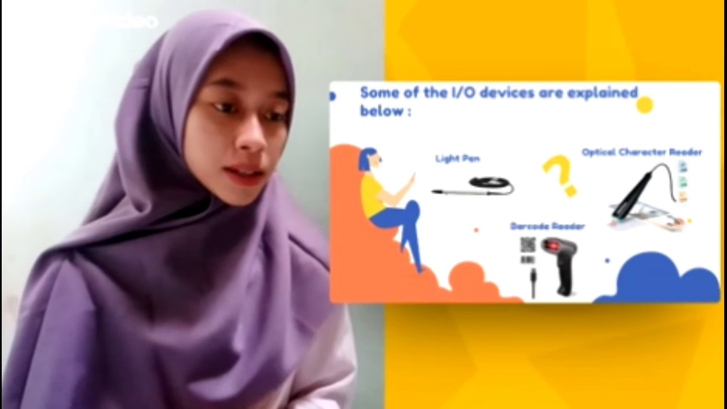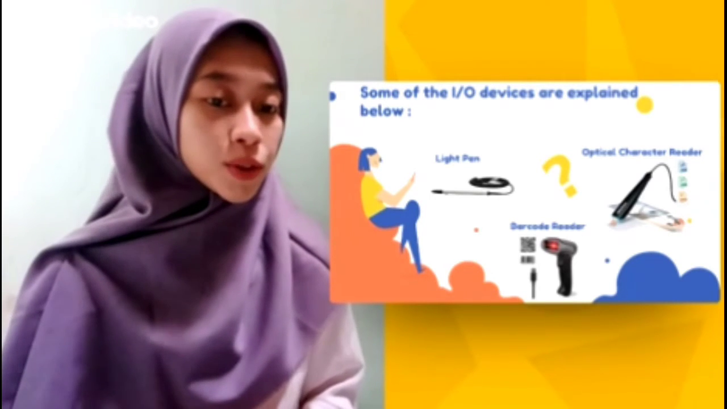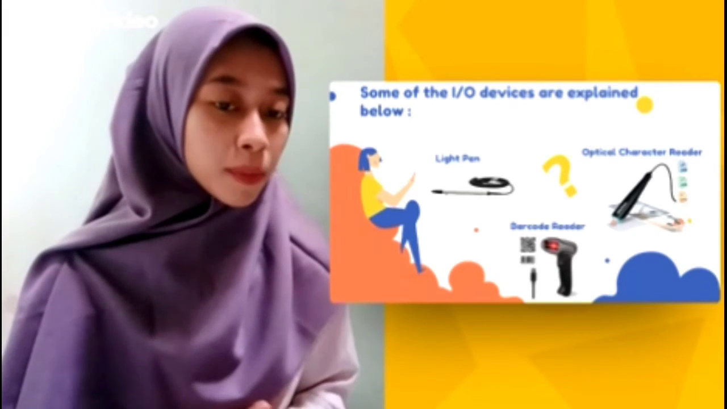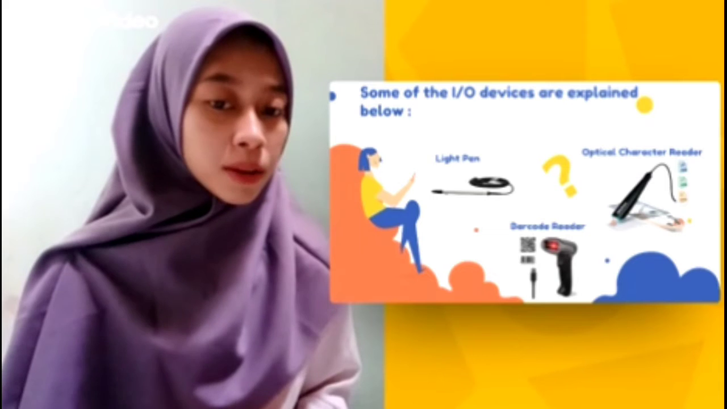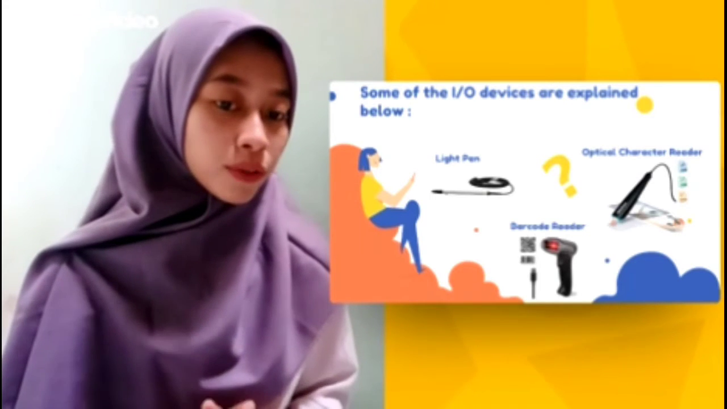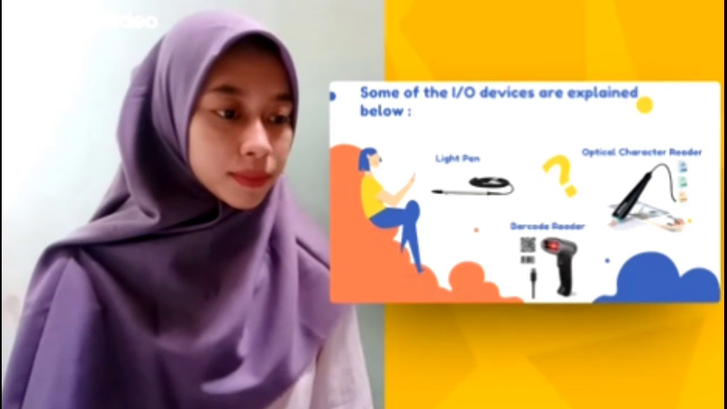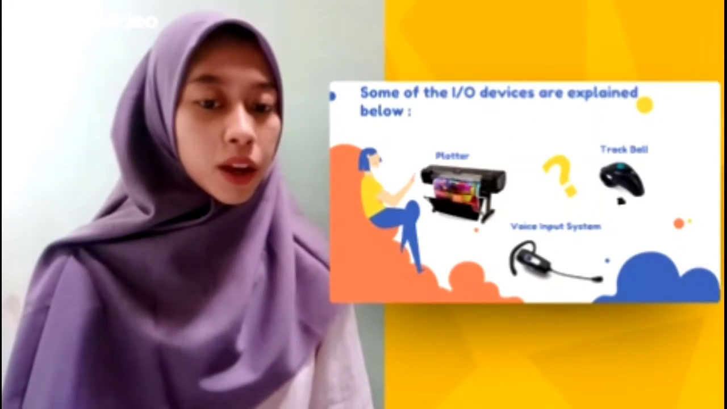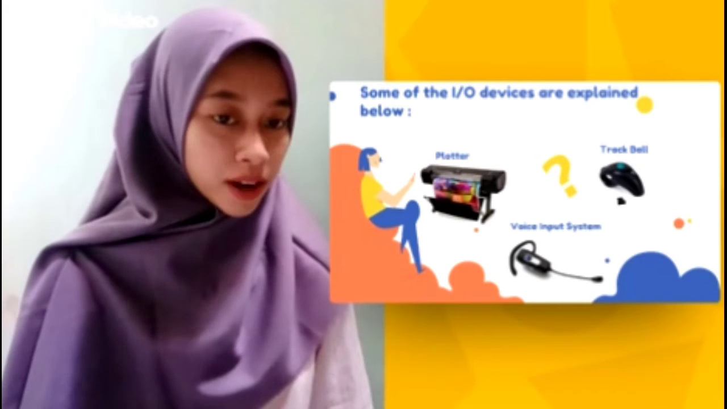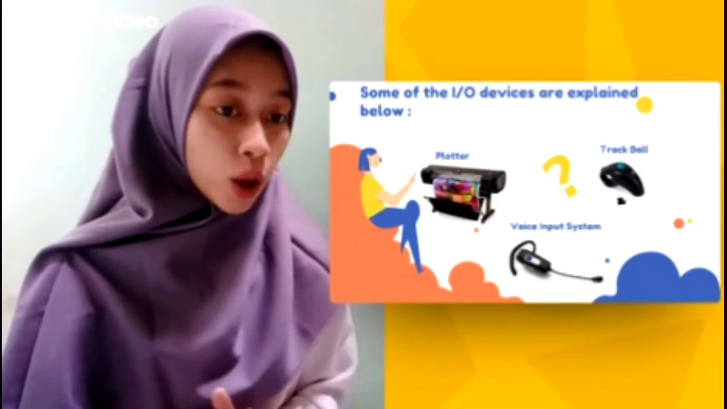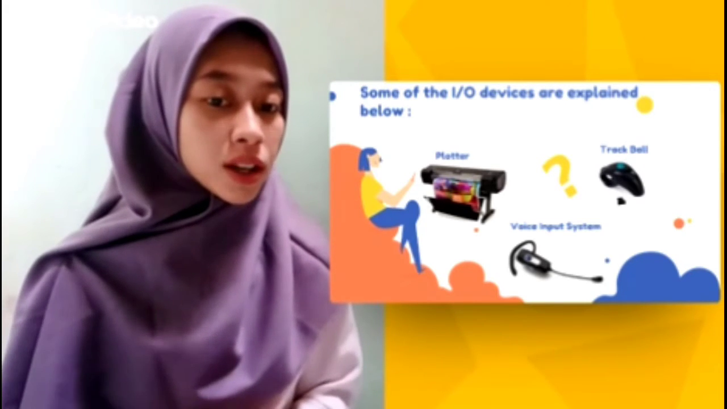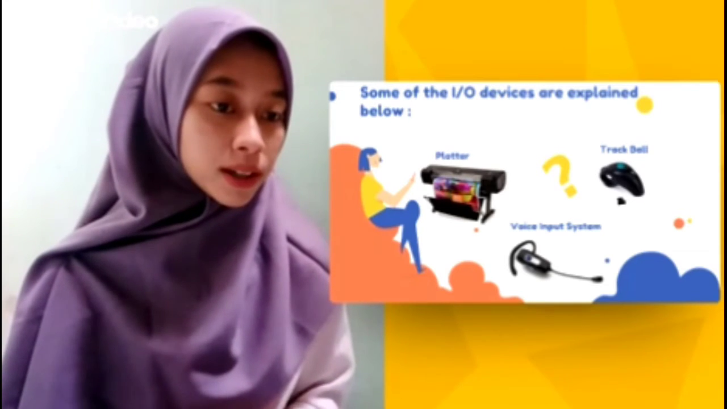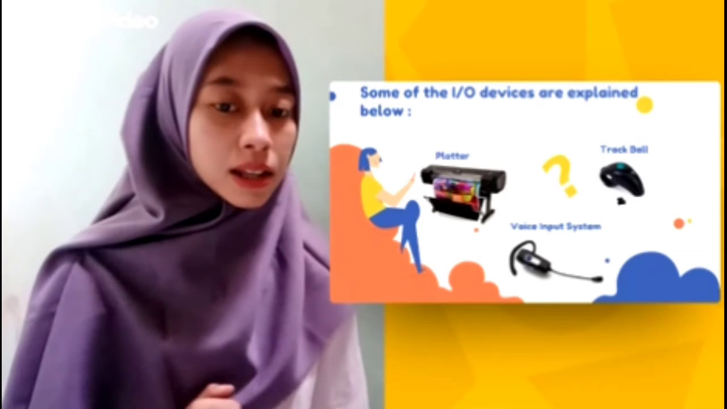And the next is barcode reader. This device reads barcodes and converts them into electric pulses to be processed by a computer. A barcode is nothing but a data code in the form of light and darkness. And next is plotter. A plotter is an output device that is used to produce graphical output on paper. It uses single color or multicolor pens to draw pictures such as blueprints. And next is trackball.